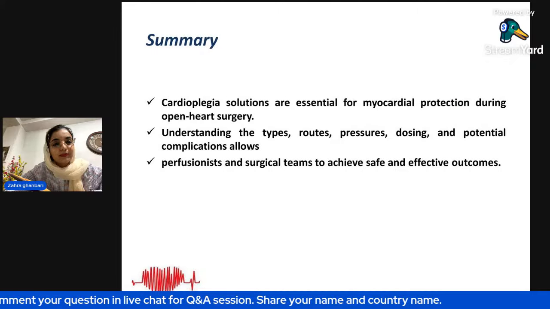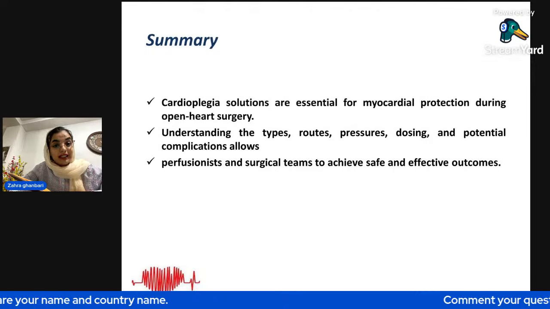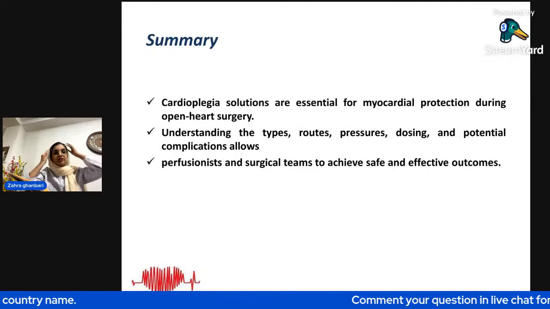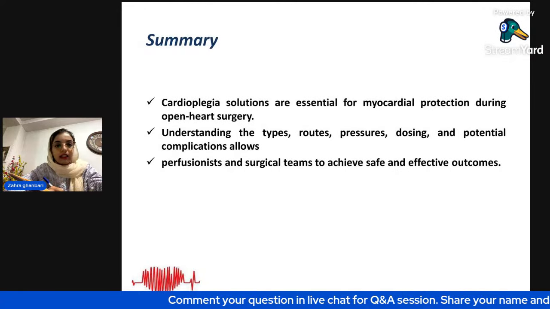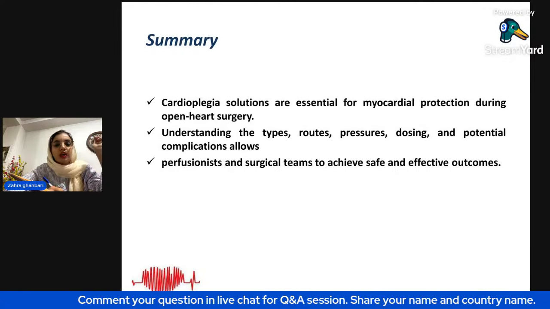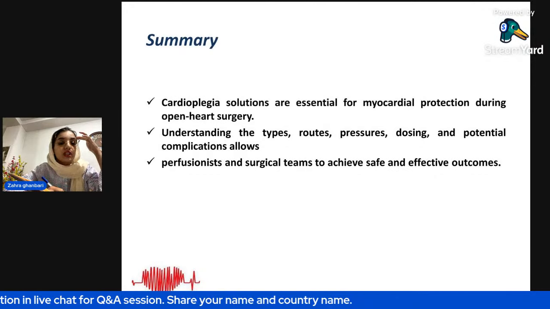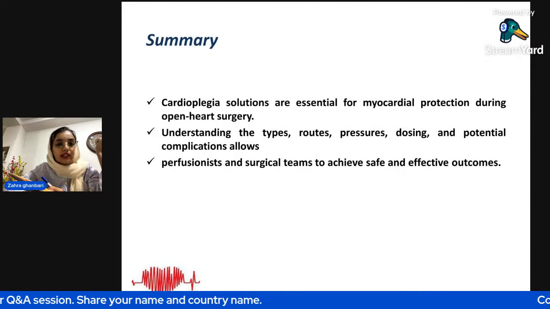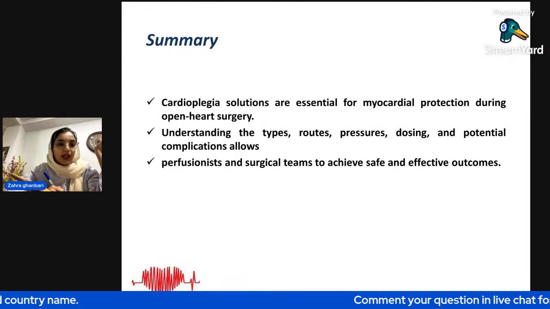Yes, this is the last slide and the summary of this session. Cardioplegia solutions are essential for myocardial protection during open heart surgery. Understanding the type, routes, pressure, dosing, and potential complications allows perfusionists and the surgical team to achieve safe and effective outcomes.